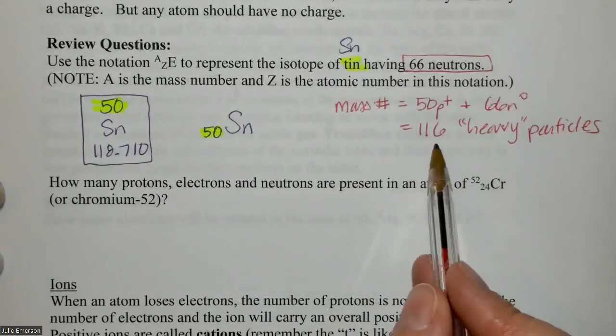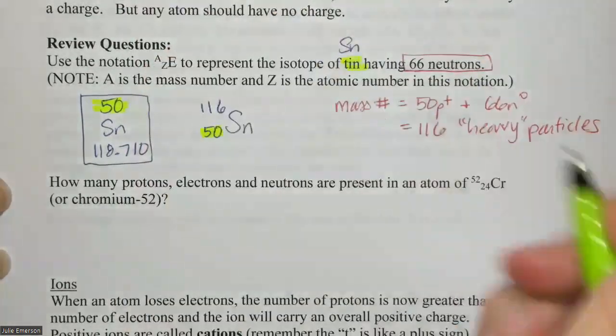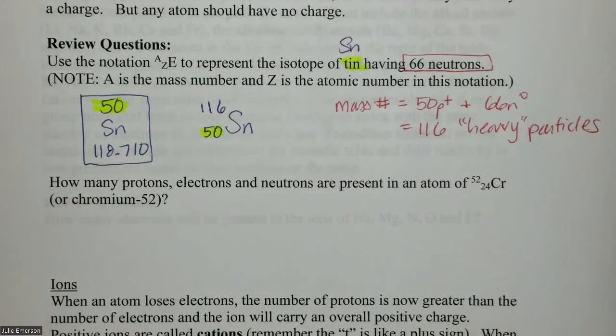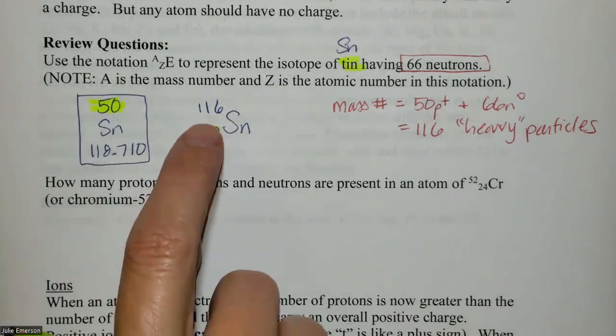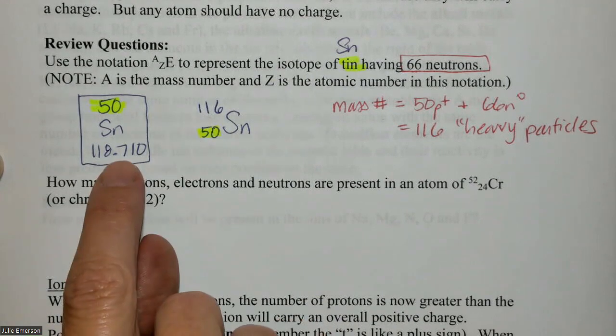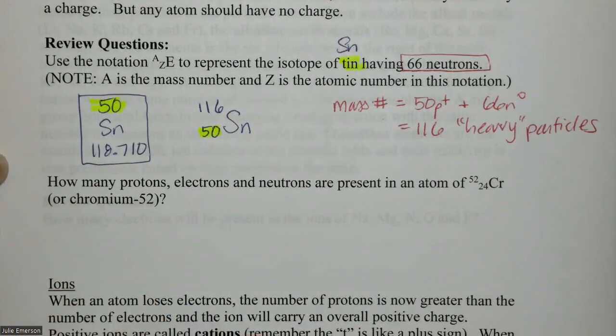So that is the mass number that we're going to use for this specific isotope. Remember the 118.71, that comes from a weighted average of all of the isotopes of tin. So if 116 is one of those isotope mass numbers, you can imagine 120, 121 also probably in there to get this weighted average. All right.